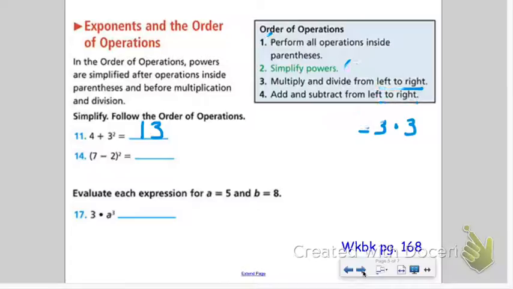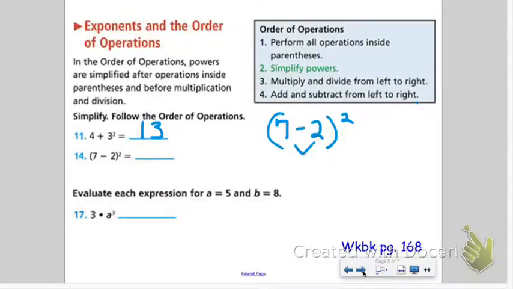Then we're going to do it all over again for number 7. Number 7 we have, let's see, 7 minus 2 in parentheses to the second power. So step 1, perform all operations inside parentheses. 7 minus 2 is 5. And if you notice, that power of 2, or that exponent 2, is attached to everything in the parentheses. So since we did what was in the parentheses and got 5, now our 2 is attached to the 5. So step 1 is complete, and now we're ready for step 2.